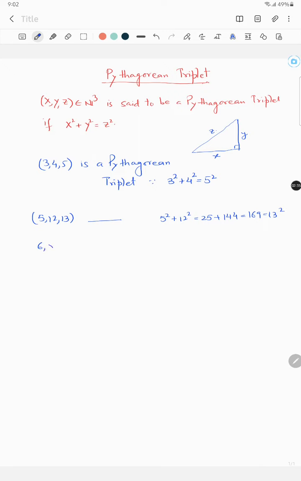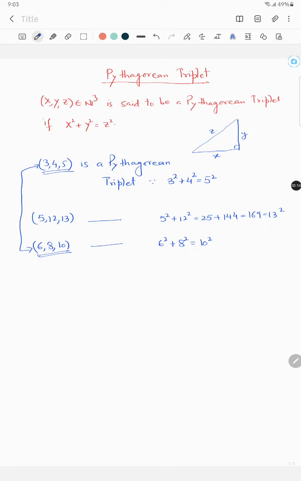अब यहाँ पर हम देखें 6, 8, 10, this is also a Pythagorean triplet, as it is easy to verify that 6 square plus 8 square equal to 10 square, because 6 square is 36, 8 square is 64, and when we add 36 and 64 we get 100, and that is exactly 10 square. Now there is a relation between this 3, 4, 5 and 6, 8, 10. We can clearly see that if we take 2 common from this triplet, that exactly becomes 3, 4, 5.